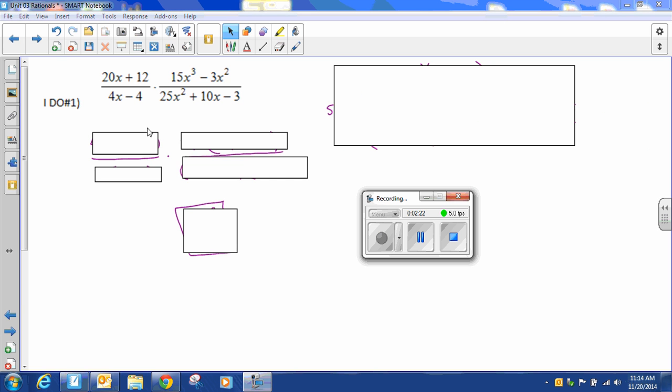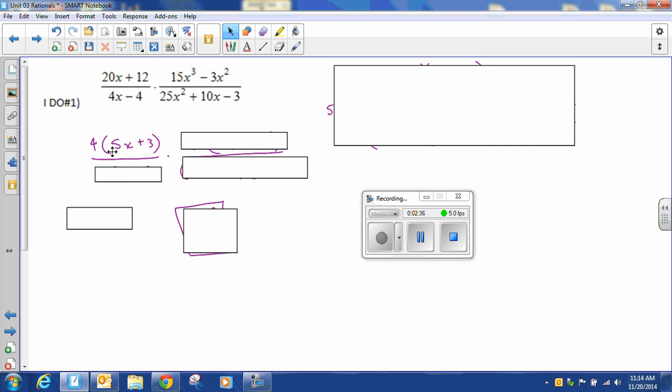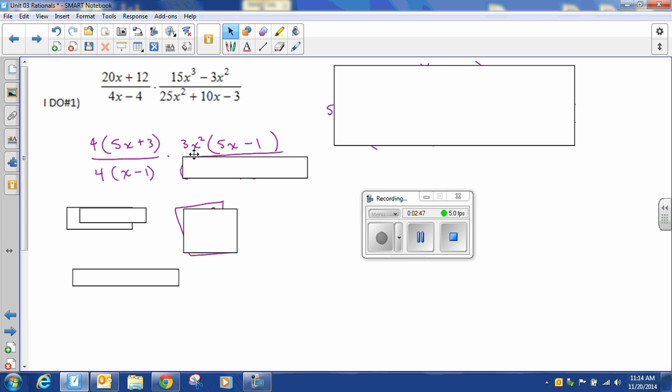Okay, now that we're all warmed up, let's go ahead and multiply rational expressions. Basically, it means we have polynomials as numerators and polynomials as denominators. So we have to factor and then cancel any common factors. 20x plus 12 can be factored down to 4 times 5x plus 3. 4x minus 4, we can extract the greatest common factor of 4. That leaves x minus 1. 15x cubed minus 3x squared is 3x squared times quantity 5x minus 1.